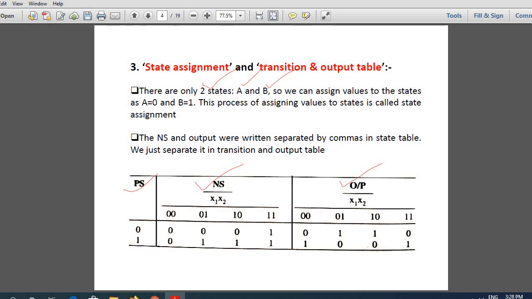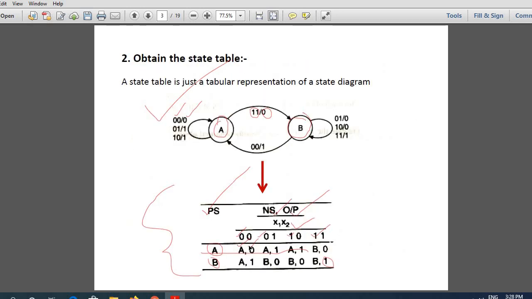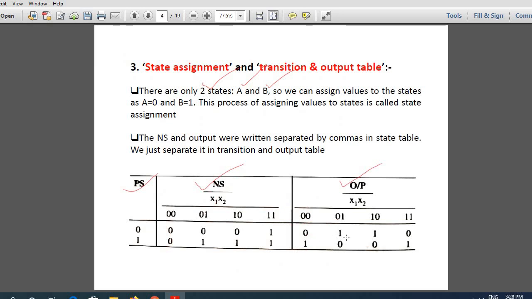Similarly, what is your output? Look at the previous slide. The second one was the output, right? It is next state, comma, output. So after the comma, it is the output: 0, 1, 1, 0, 1, 0, 0, 1. That I am separating into other sections. So I separate these two: next state, comma, output for different inputs. I am separating it as next state for different inputs and output for different inputs separately. And then after that, I am going to assign A as 0 and B as 1. This is how I obtain my transition and output table.